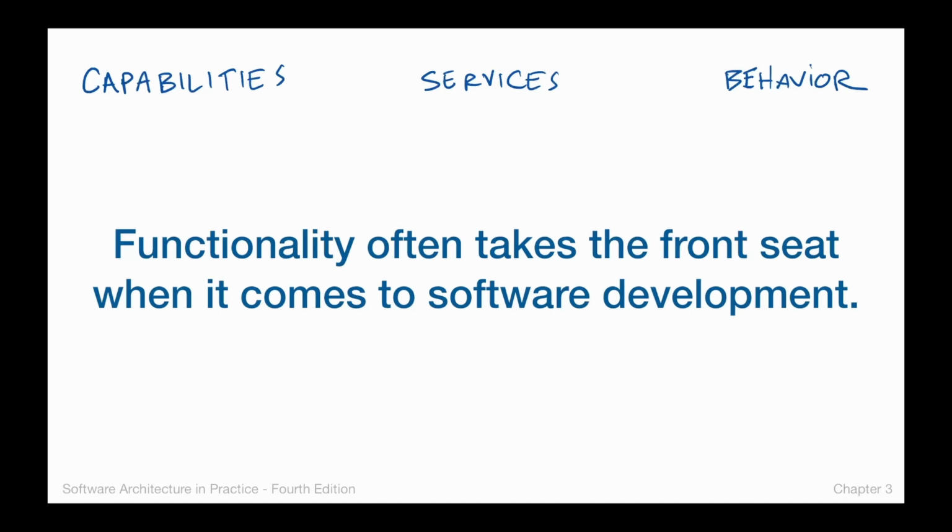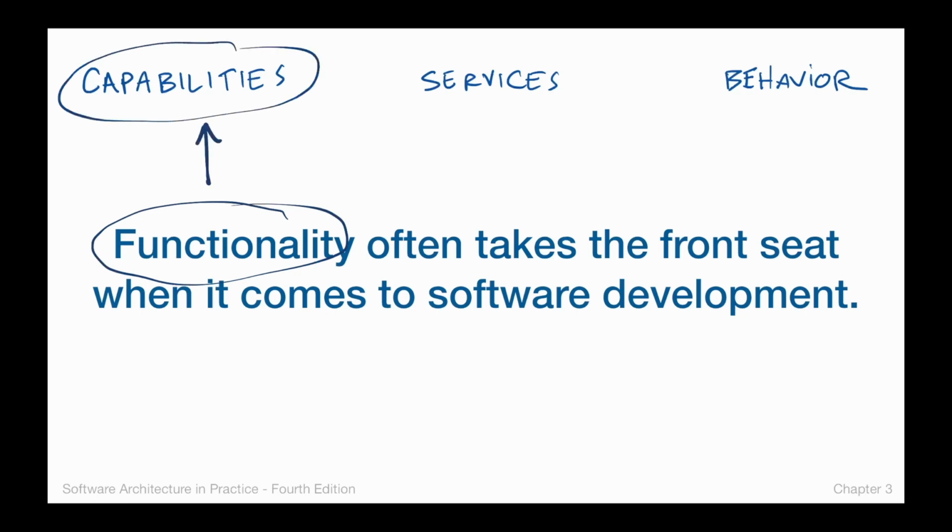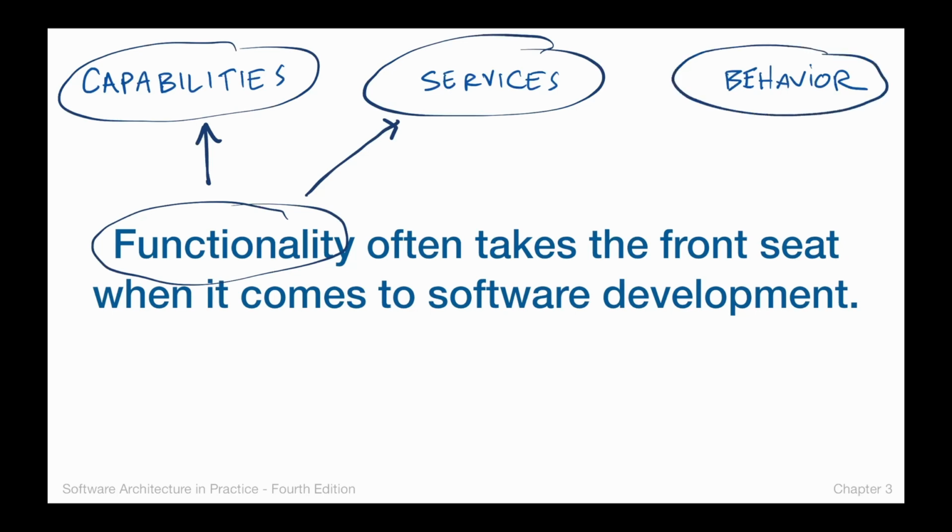When we think about just functionality, we can be talking about the system's capabilities, what can it do, the system's services, what do we need to carry out those capabilities, behavior, what does it do as it's doing those responsibilities that we give it. And oftentimes when we're talking about functionality, we let it take the front seat of our development project. And that idea is very short-sighted.